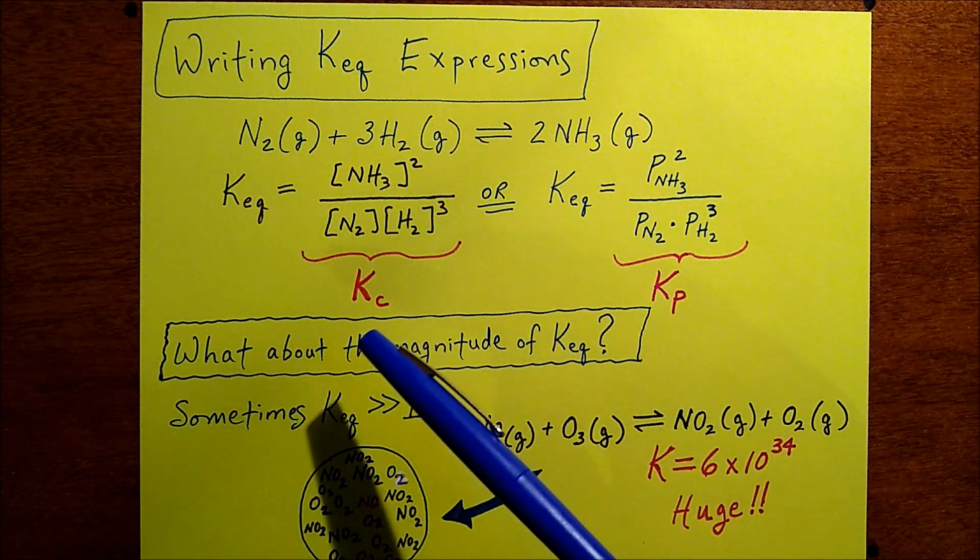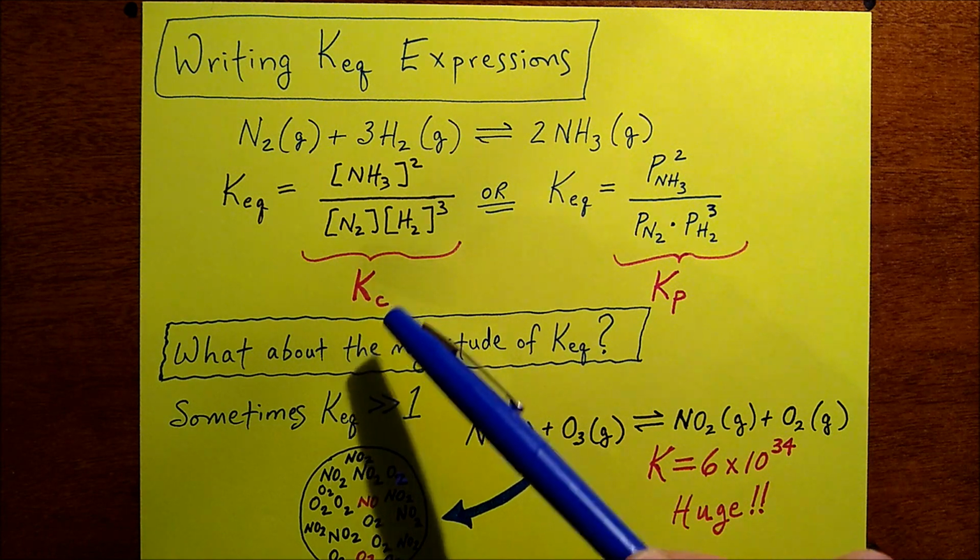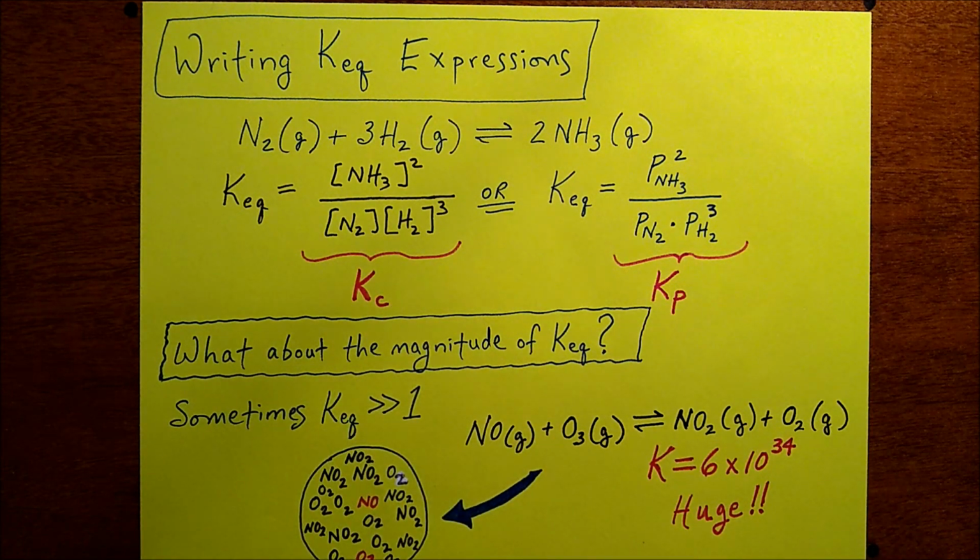We call that more commonly K sub C, because it's an equilibrium constant written using molar concentrations. But if you just call it a K or KEQ, that's fine too.